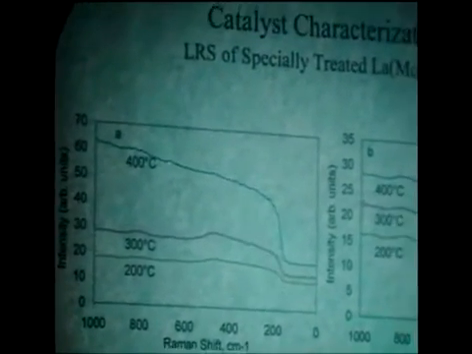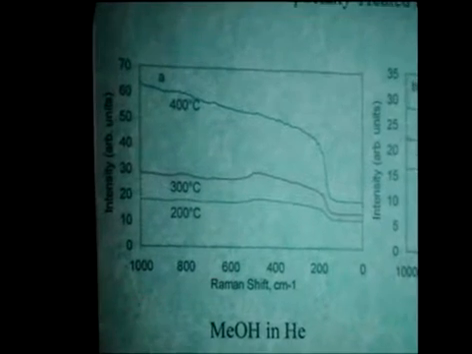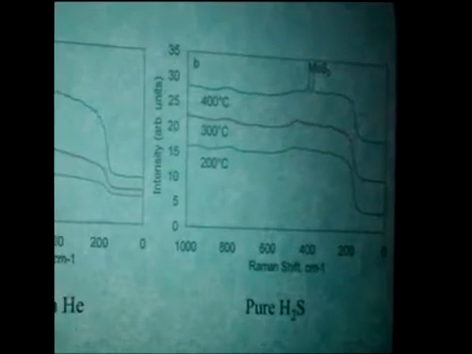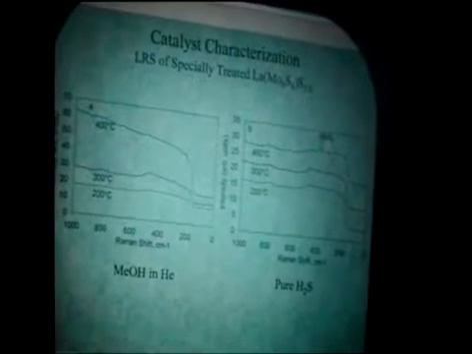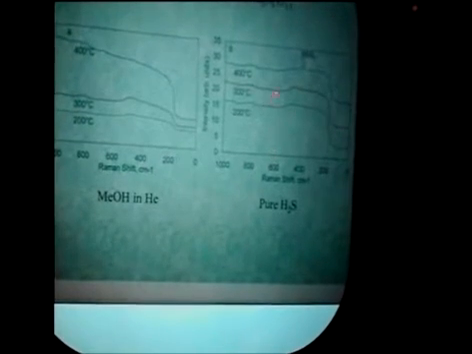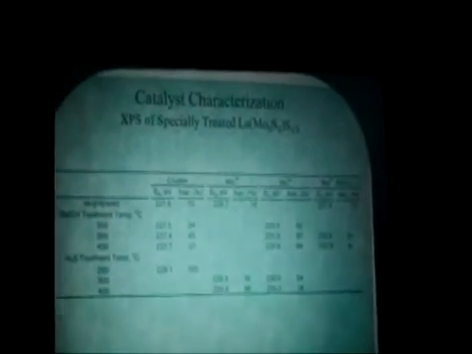So in order to get at what this intermediate species was, we did a couple of experiments where we started with amorphous lanthanum monosulfide and treated it with either just methanol in helium or pure hydrogen sulfide, at temperatures up to 400 degrees C. With pure methanol, we saw really no oxidation of the surface, at least detectable by laser Raman. And what I can see is a slight amount of MoS2 being formed at 400 degrees C when it was pure H2S. Couple that result with XPS results in the same experiments.